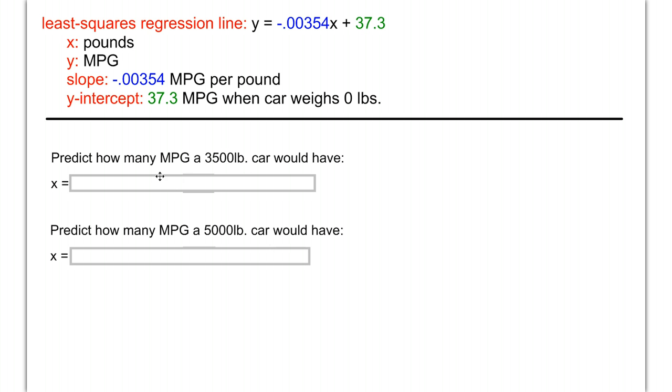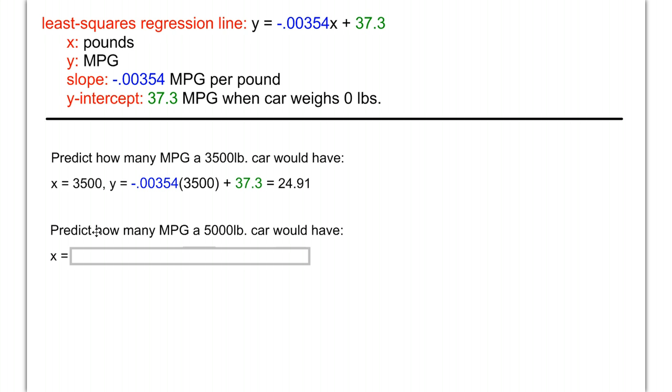In order to predict how many miles per gallon a 3,500-pound car would have, all you have to do is plug in x equals 3,500 into this equation here. So let's do that. We have y, the thing we're trying to find, the number of miles per gallon, is equal to our slope times that x value of 3,500 pounds plus our y-intercept. And when you do that, you're going to end up getting 24.91. So if we had to predict how many miles per gallon a 3,500-pound car would have, we would say 24.91.